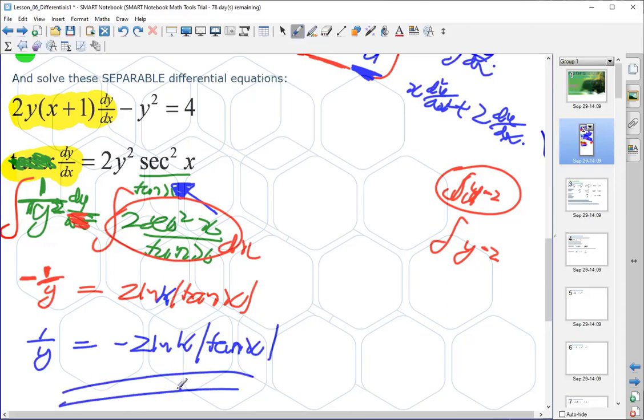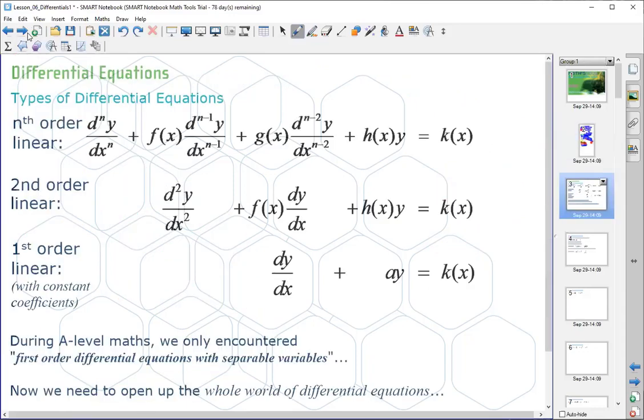Okay, so those are first order separable differential equations, and that's what we learned last year to do. And so now what we want to move on to is to start looking at other types of differential equations. This is the most powerful topic we're going to learn in further maths. This is the most useful topic we're going to learn. Okay, so differential equations: types of differential equations and how to identify them.